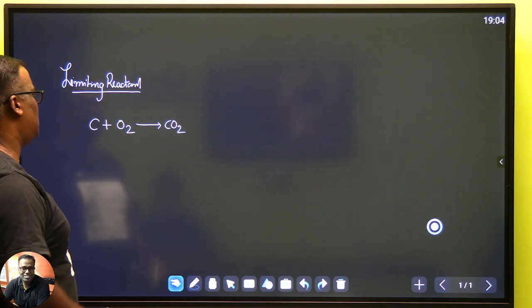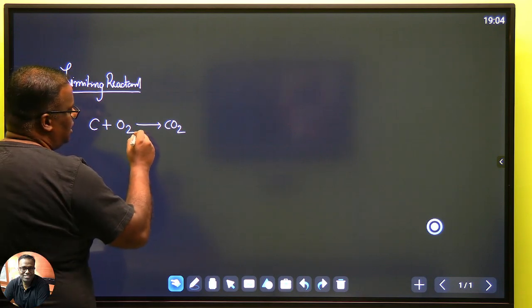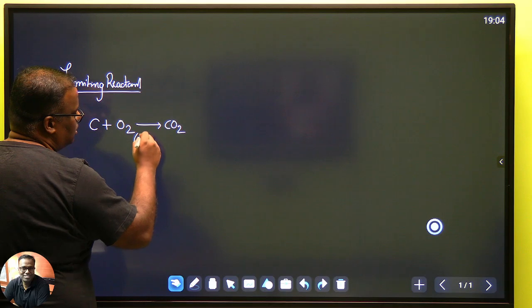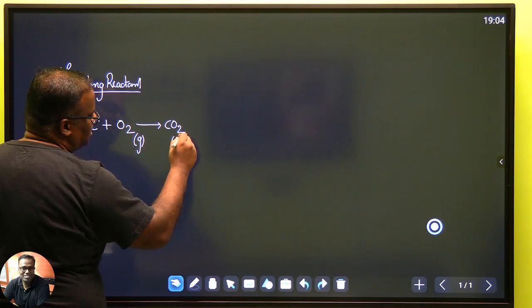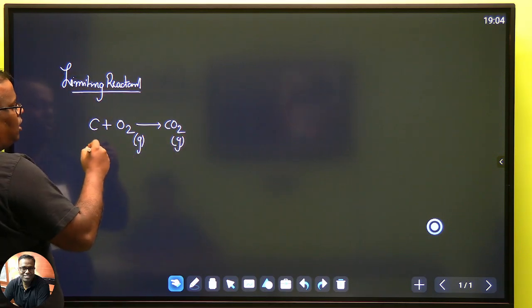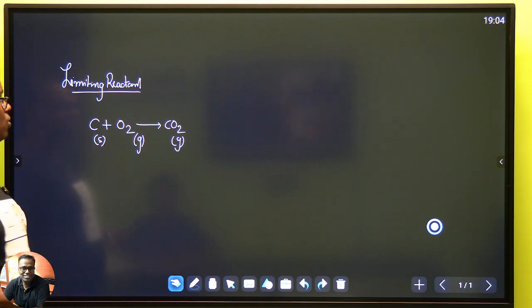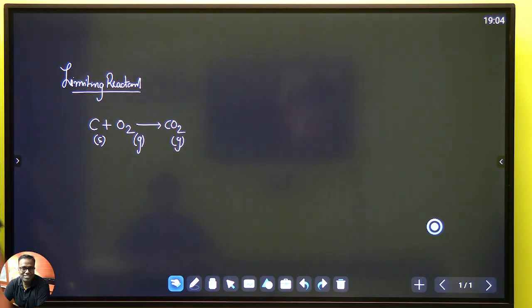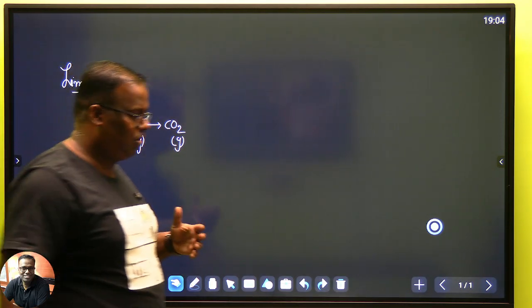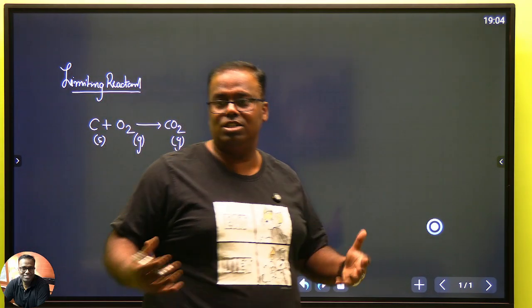Now, just as common sense, this reaction happens with the atmospheric oxygen. So oxygen is in gaseous state, carbon dioxide in gaseous state. And this is the carbon that we have bought. It can be in the form of coal, charcoal, whatever it is. So you ask yourself a question: is carbon limited or is oxygen limited?